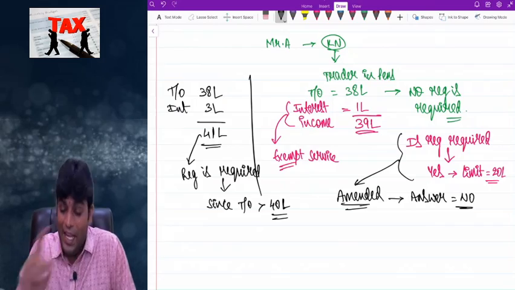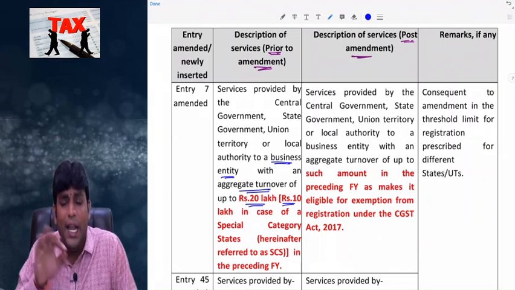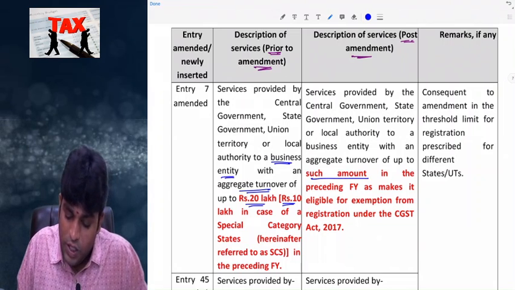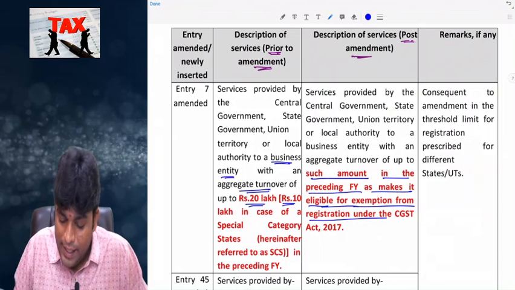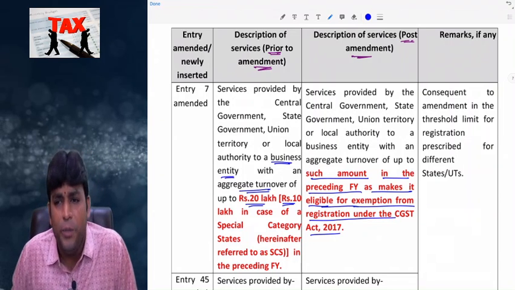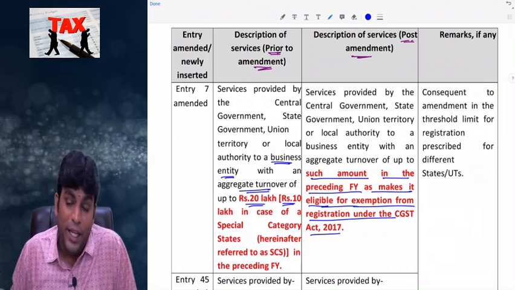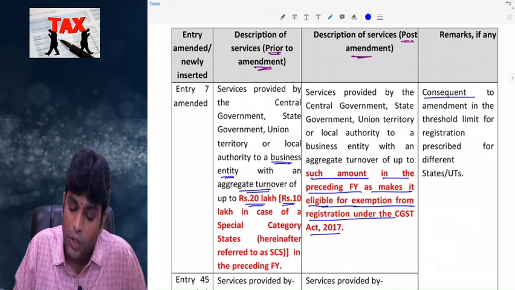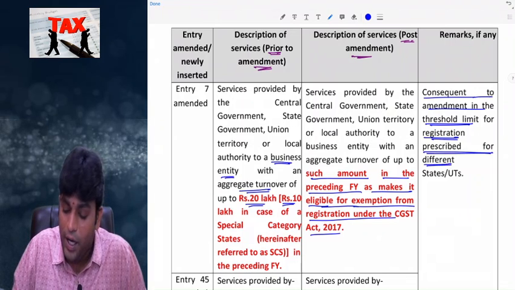Clear? Exactly. Now, the amendment they have done in the exemptions concept is that earlier they covered only business entities with turnover up to 20 lakhs or 10 lakhs. Now, what change have they done? They say up to such amount in the preceding financial year as makes it eligible for exemption from registration. They put in that clause because it is now not just the 10 lakhs, 20 lakhs story. Now there can be the 40 lakhs concept also. This is done consequent to the amendments in the threshold limit for registration prescribed for different states or UTs.